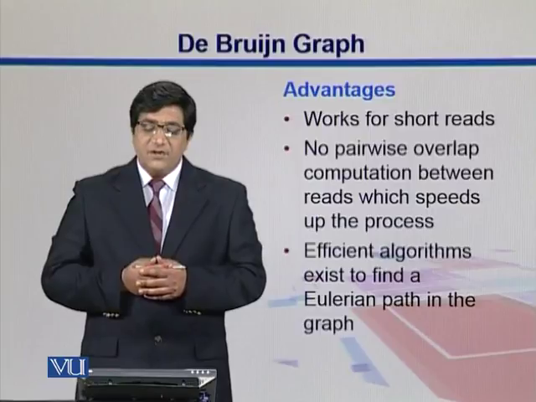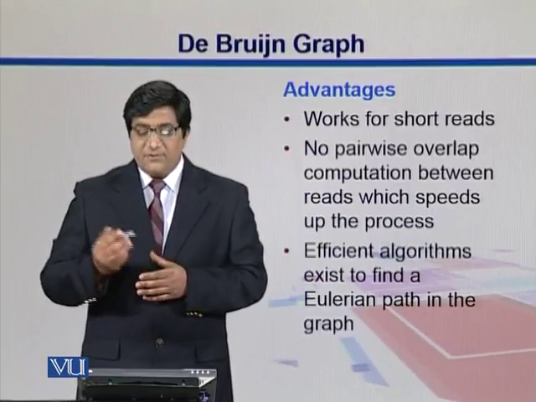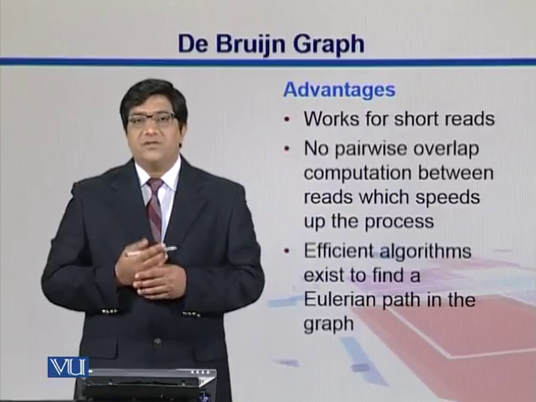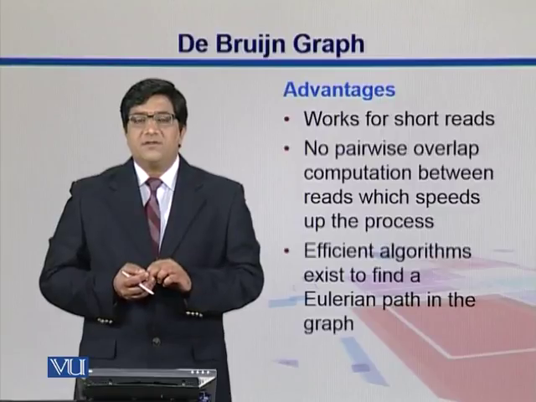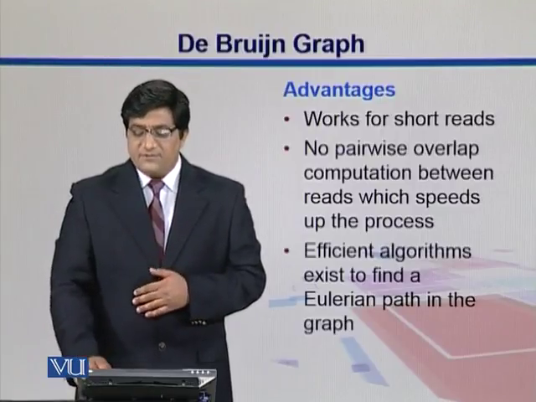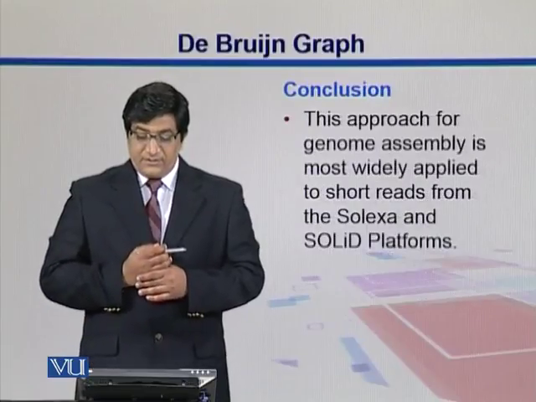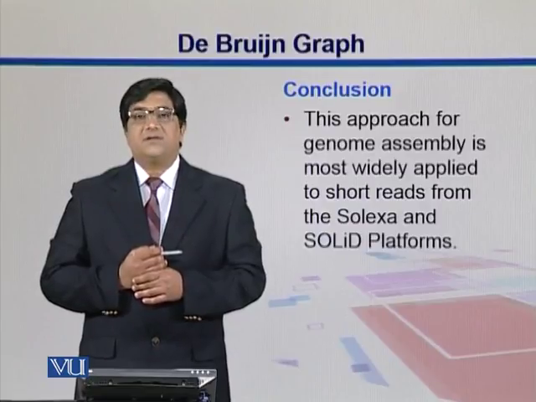They work best for short reads. There is no pairwise overlap computation, which makes it an efficient algorithm, because rather than comparing those reads in terms of pairs, it breaks them into small k-mers or small fragments, and in the end it merges those fragments together. So it's kind of efficient, and this approach is most widely applied to short reads from Solexa and SOLiD platforms.